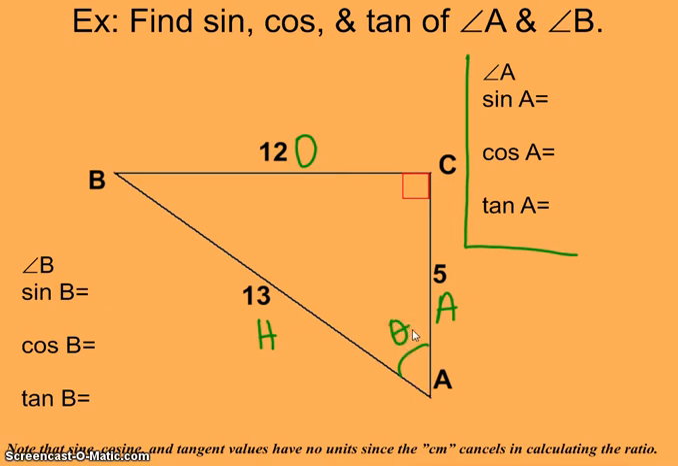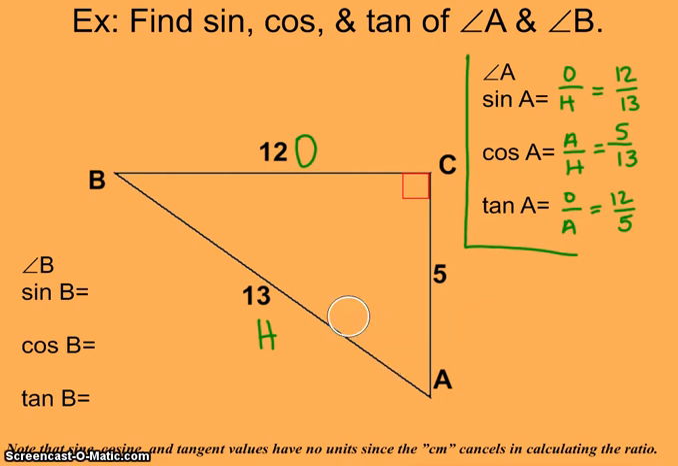Sine of A is opposite over hypotenuse. So opposite is 12, hypotenuse is 13. That fraction is 12 over 13. So we could say opposite over hypotenuse equals 12 over 13. Now cosine would be adjacent over hypotenuse. Adjacent is 5, hypotenuse is 13. So the cosine of A is 5 over 13. Tangent is opposite over adjacent. So 12 over 5.